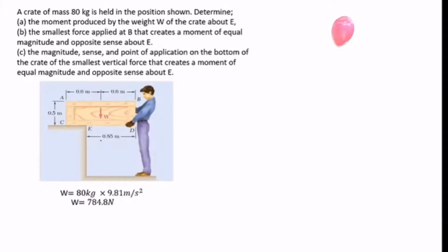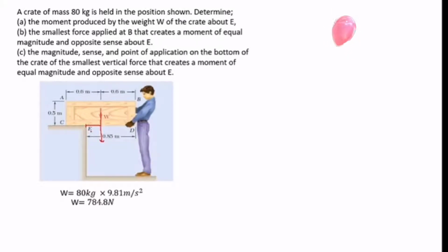Now they say we are finding the moment, and we are creating it at E. So this is the point E. Now for this force, we can use the principle of transmissibility. This force can move down here, and this will be the arrow. Now it means that the force will move through a distance to get to E. So we need to find that distance.